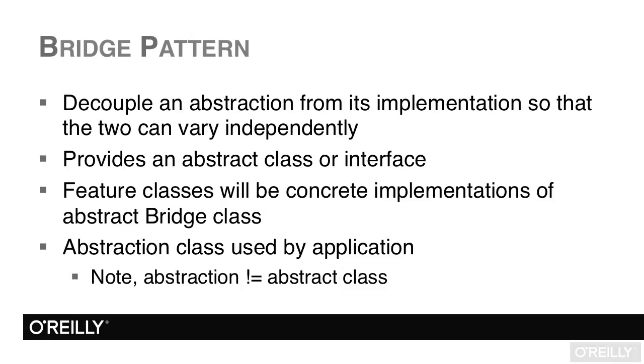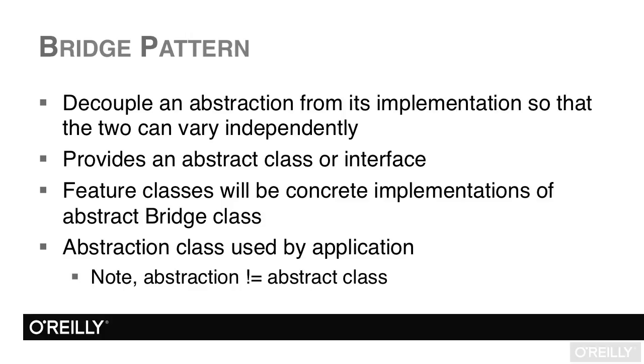What that means is the application is going to be written towards the abstraction, and the implementation is going to be written away from that, so that the actual application classes aren't talking to the specific implementation classes. There's a bridge in between them, and that in fact decouples them from each other and hopefully protects them from changes from each other. The idea is to provide an abstract class or an interface, and then feature classes will be concrete implementations of the abstract bridge class.